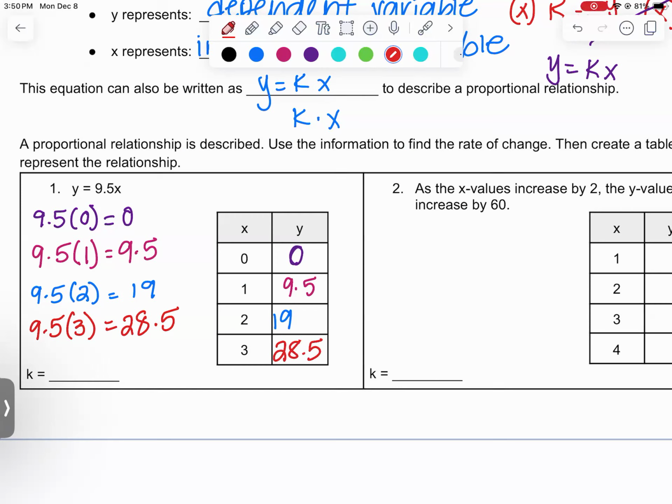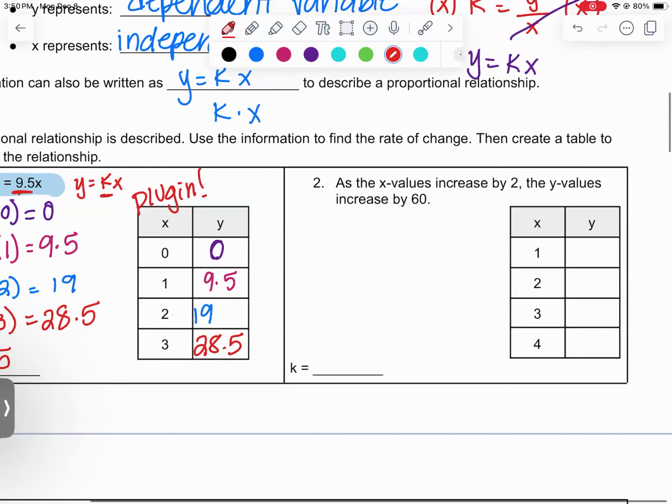So all I am putting in my calculator is I am plugging in my x to find my y. Therefore, k is just 9.5. Because remember, this equation right here is y equals kx. So my k actually was already given to us. The constant was already given. Okay, pause if needed.